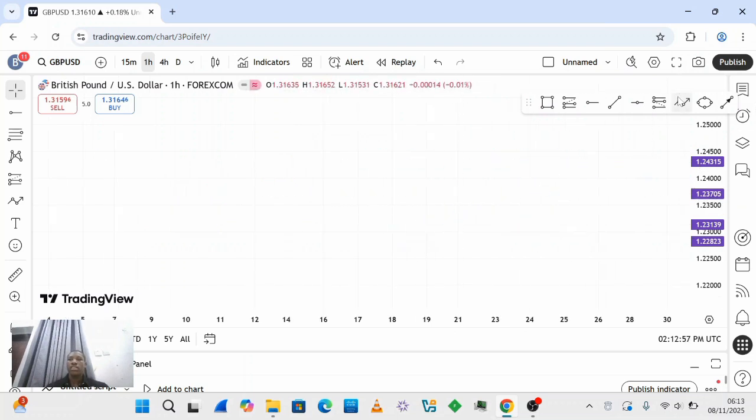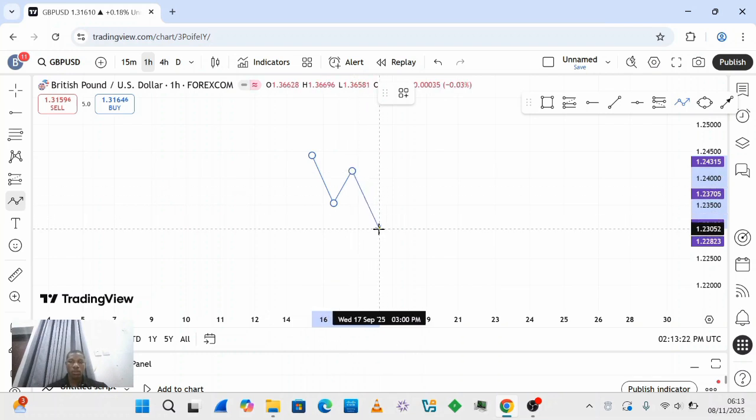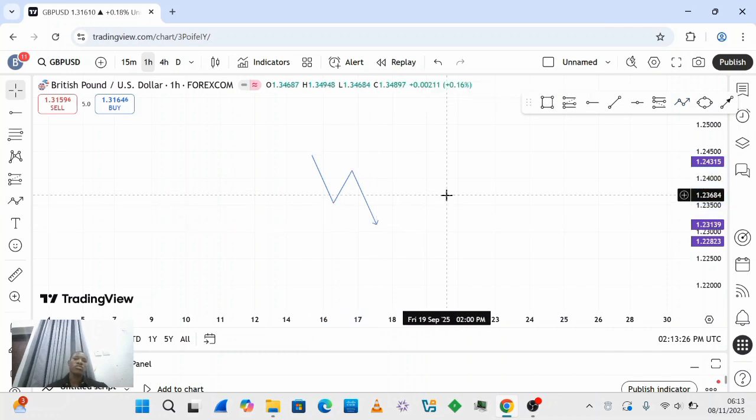Now this is another example of a bearish trend. It must be seen for you to be able to identify a downtrending. You must see a series of lower lows, lower highs, lower lows, lower highs, and this is a high, this is a low, this is a lower high, and this is a lower low. These are the two things that you must be able to identify to know that price is in a downtrend.